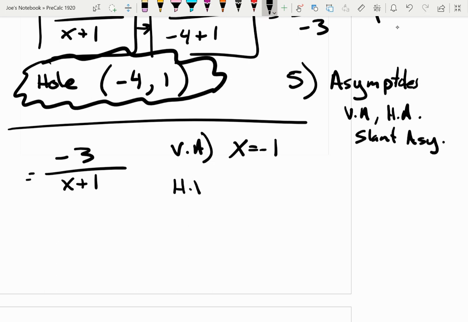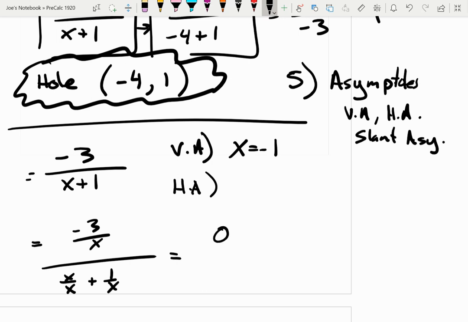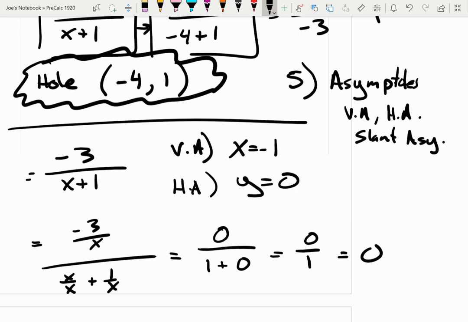Horizontal asymptote means you divide by your biggest power. So -3 over x, x over x, and 1 over x. What happens at really big numbers? That becomes 0. This becomes 1. That becomes 0. So what is 0 over 1? It's 0. So your horizontal asymptote is y equals 0.